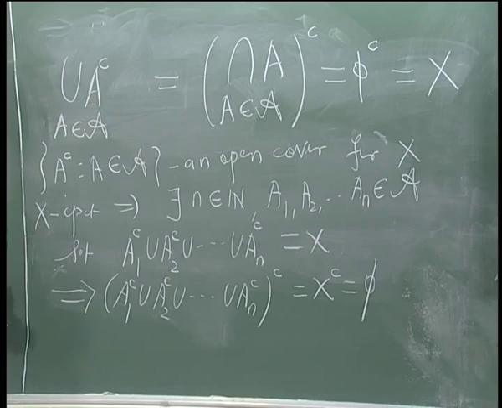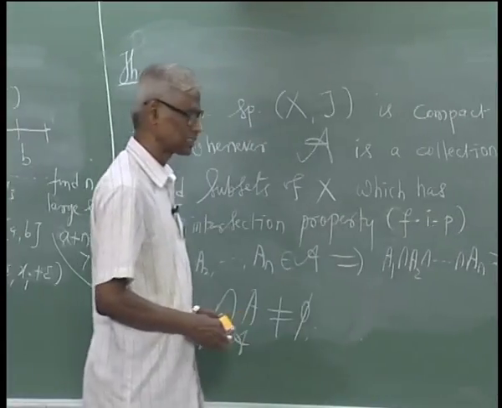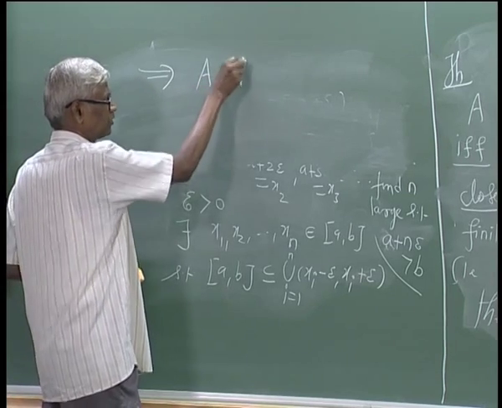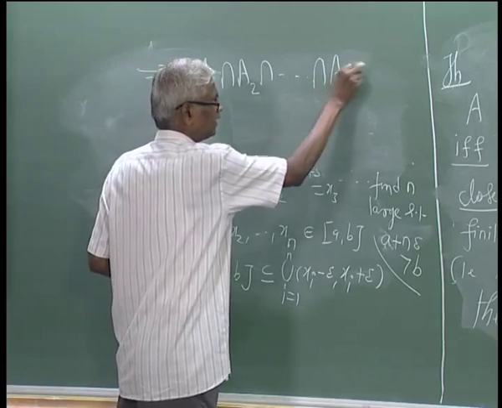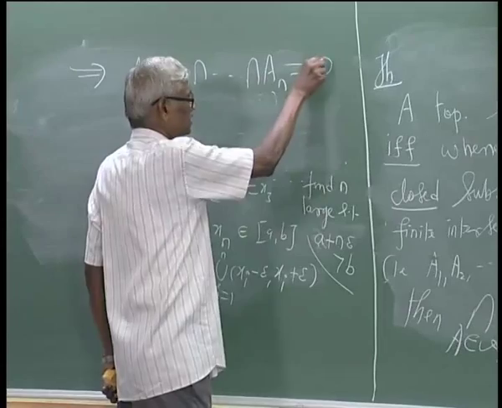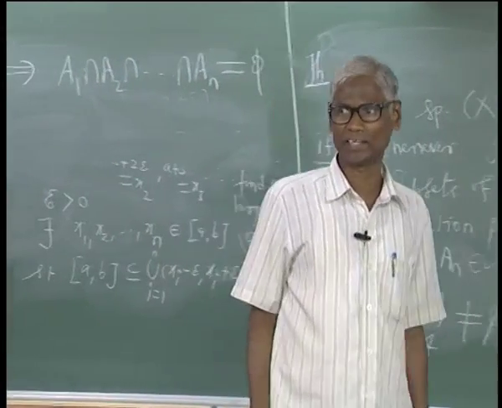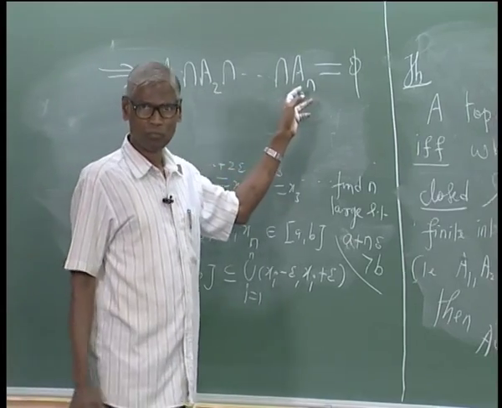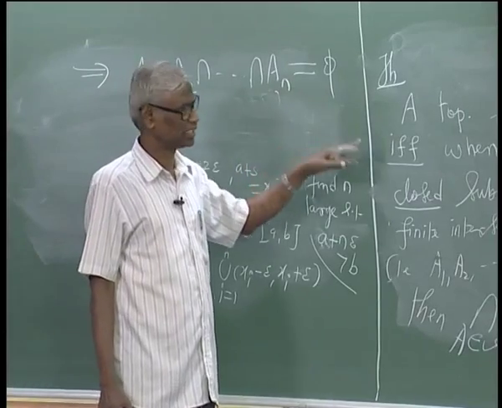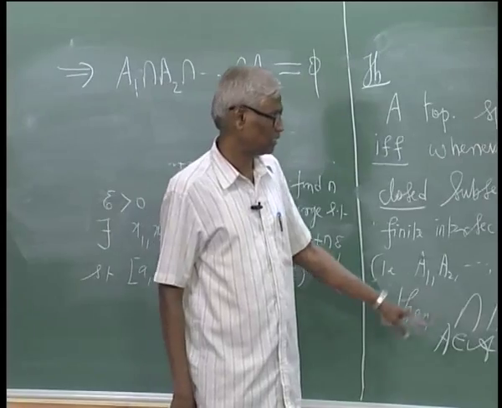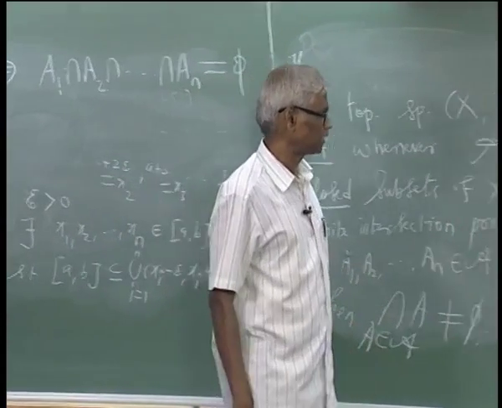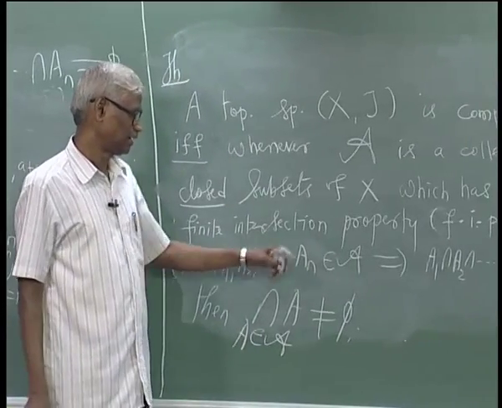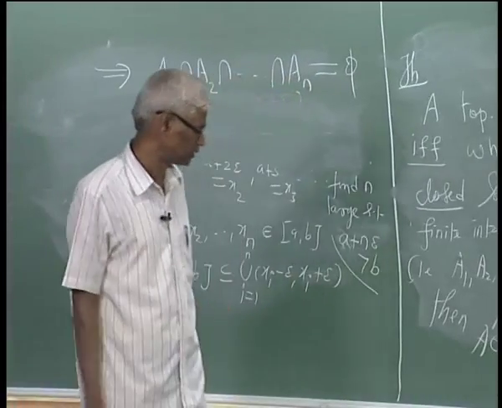But again by De Morgan's law, this set is nothing but A1 intersection A2 intersection An. This implies A1 intersection A2 intersection An is empty. But our assumption is that our collection has the finite intersection property, meaning whenever you give any finitely many members A1, A2, An from script A, the intersection should be non-empty. So that gives us a contradiction, obtained by assuming that the intersection of A from script A is empty. Hence that should be non-empty.